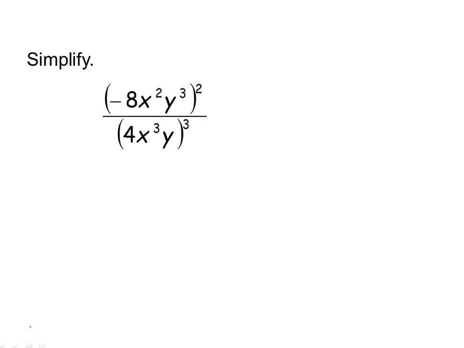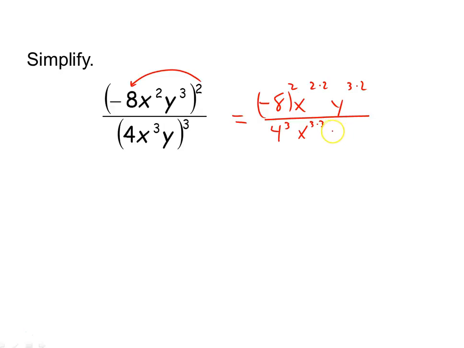Let's simplify this rational expression. So in the numerator we have -8, that's going to be squared. We have x squared times 2, y cubed times 2. And in the bottom, we're looking at 4 cubed, x to the third cubed, and y cubed.